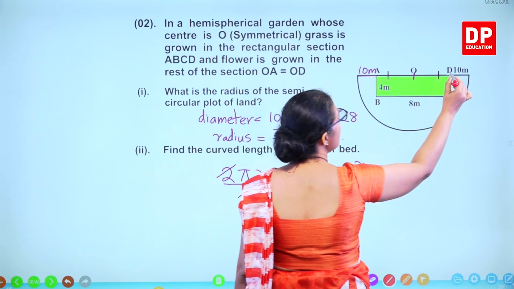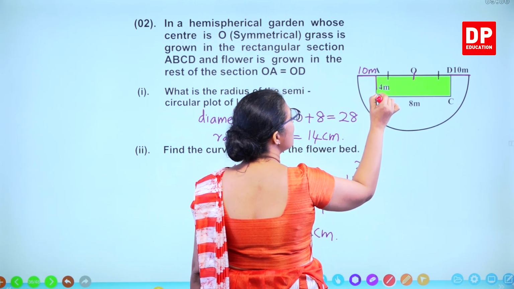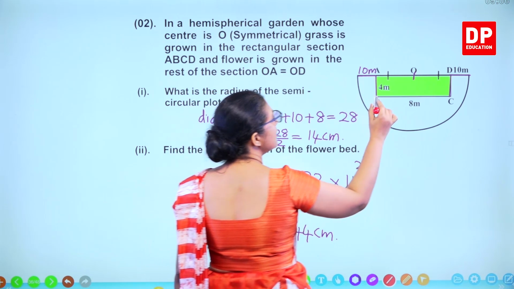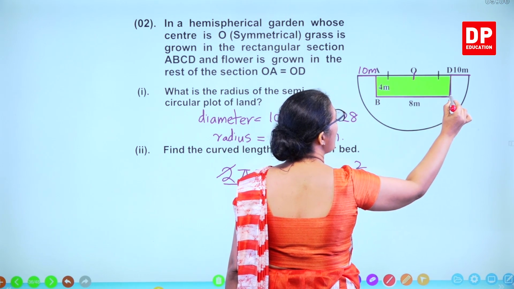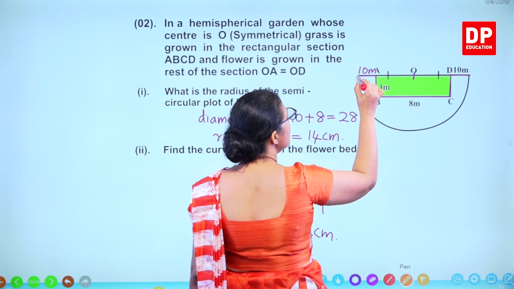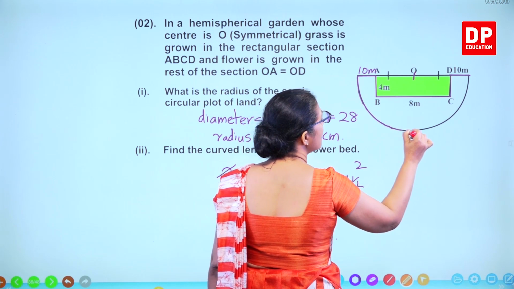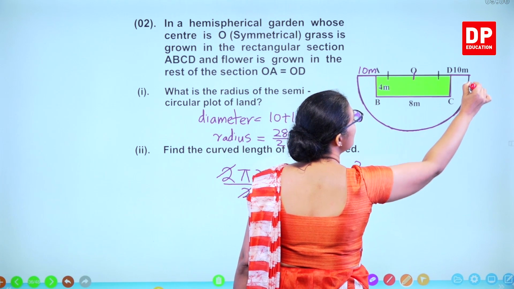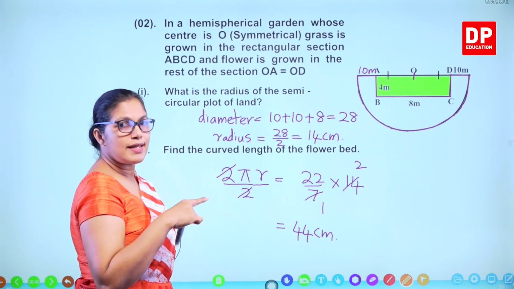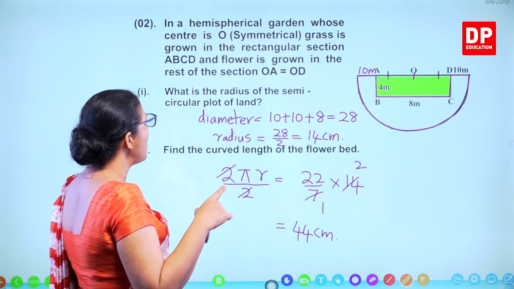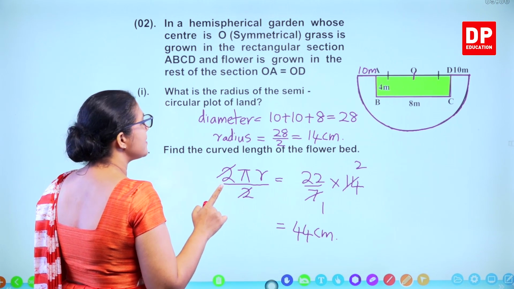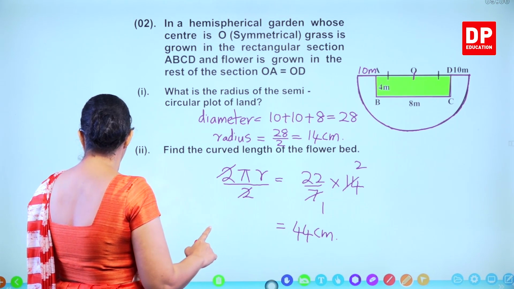10 twice. Then here 4 twice. 8 once. And then you have to think about the curved part. The curved part we found out is 44. So add all together, that's the perimeter of the flower bed. So 10 twice, 4 twice, and 8, 44.